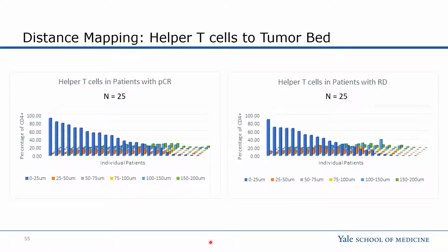So as we look at the distance map, again, we see the same phenotype where most of our cells are within 0 to 25 microns. So the interesting feature about our CD4 helper T cells is that there is actually no difference between the distribution for patients with residual disease and patients with PCR.